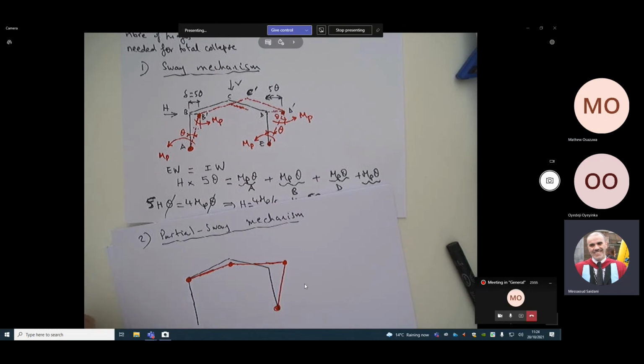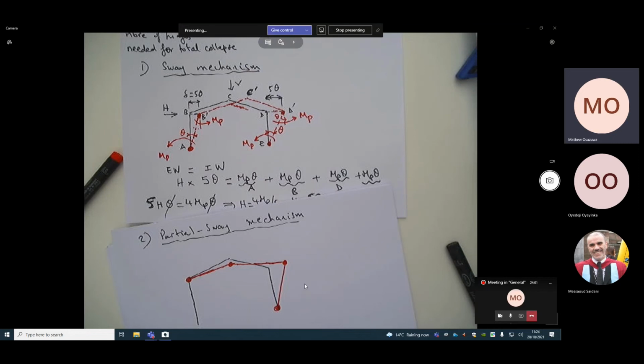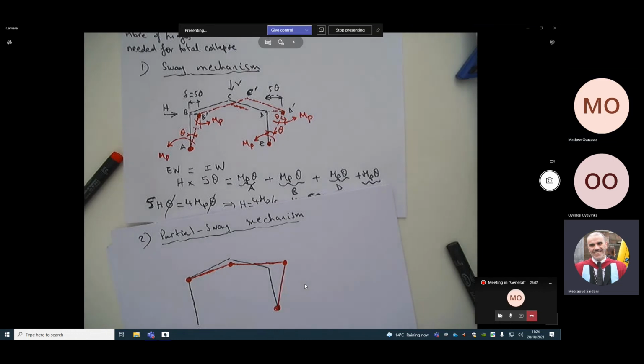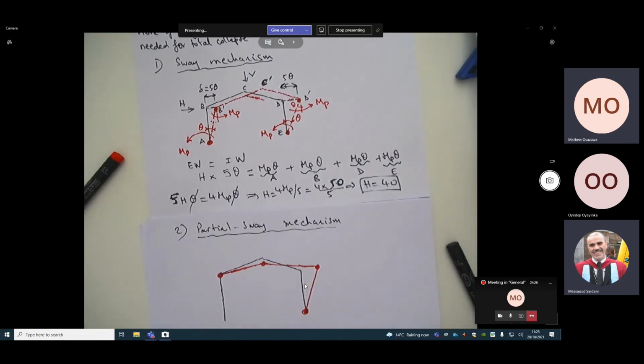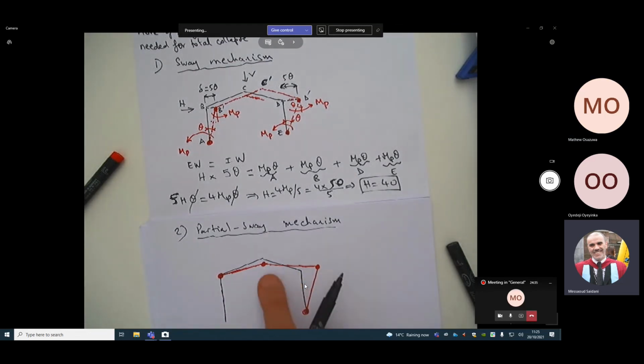Hello, sir. Is the sway due to the vertical load or the horizontal load? Can you hear his question? This sway is due to the vertical load pushing down. If there is a sway, that means it's a combined mechanism. When you combine them, H and V work together. This partial sway is due to V in this case.